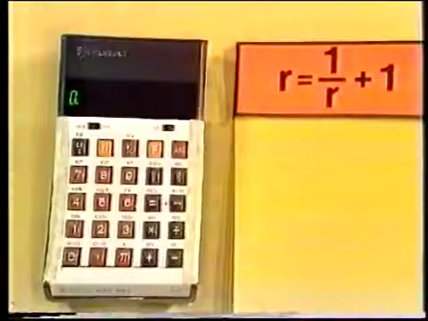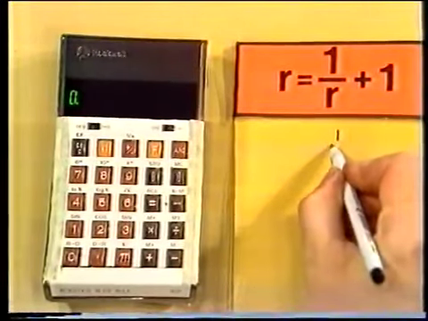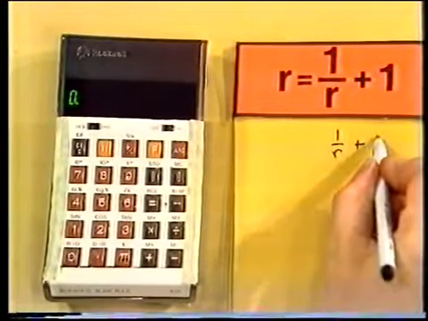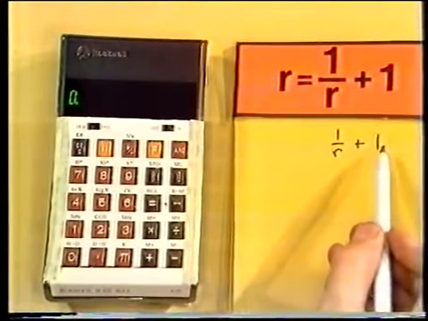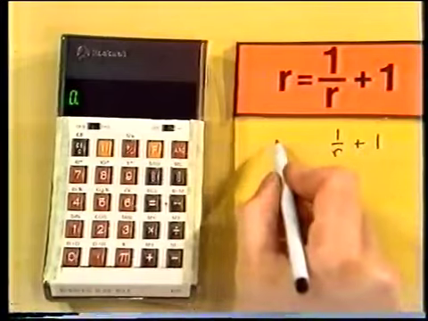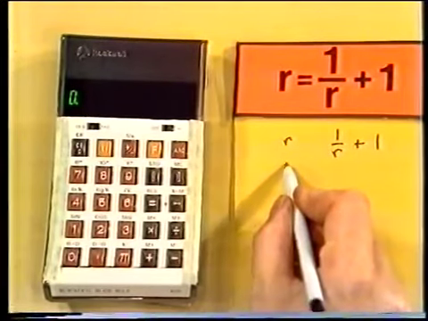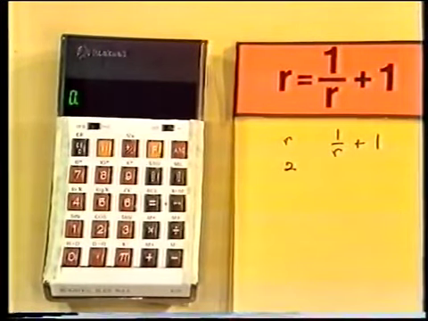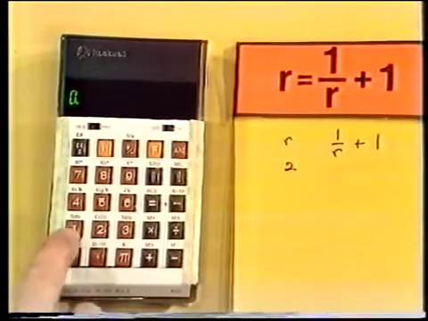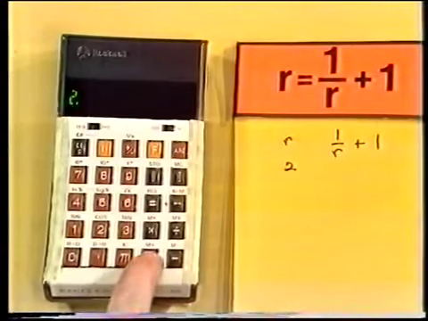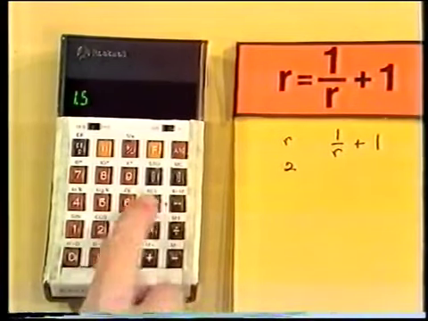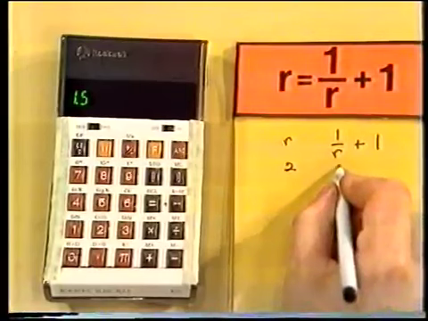To start the iterative procedure, what I do is to look at the right-hand side of this rearranged equation. That's 1 over r plus 1. Now, if I replace r by some number and put it in here, then I'll get another number out. Supposing, for example, I replaced r by 2, then we can calculate what we get on the right-hand side. We'll get 1 divided by 2, add 1, and so that equals 1.5.